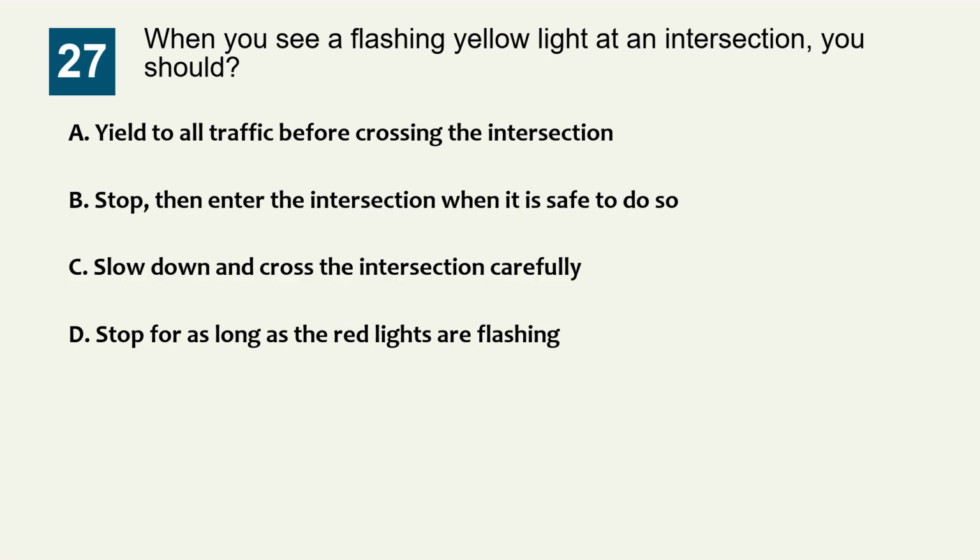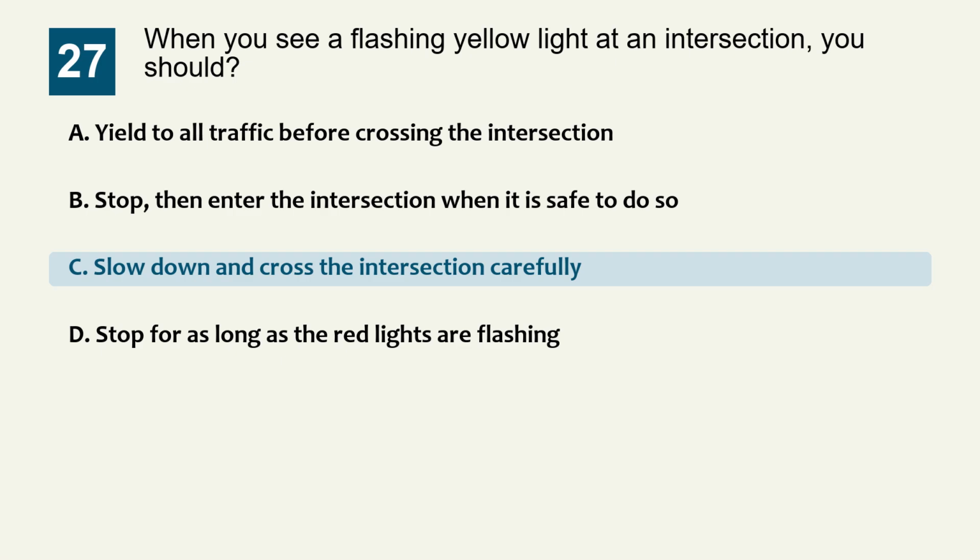Question 27. When you see a flashing yellow light at an intersection, you should, option A, yield to all traffic before crossing the intersection. Option B, stop, then enter the intersection when it is safe to do so. Option C, slow down and cross the intersection carefully. Option D, stop for as long as the red lights are flashing.